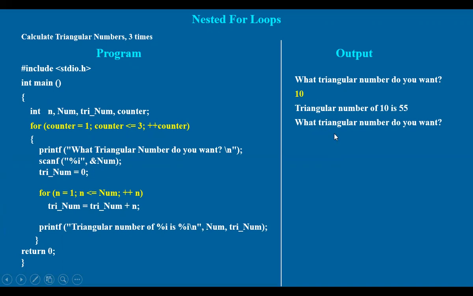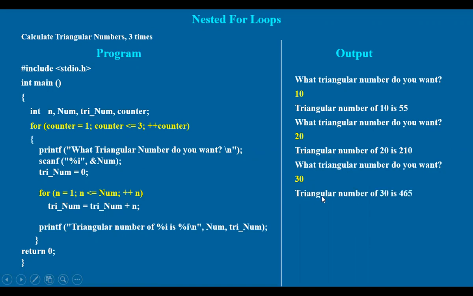So it is asking. Now let's give some input, right? 20. It displays, what triangular number do you want? The triangular number for 20 is 210. And again it is asking for another number. That means it has executed all these statements and has come to this 3. Now the value of counter is equal to 3. We have given 30. So the triangular number of 30 is 465, and it stopped.